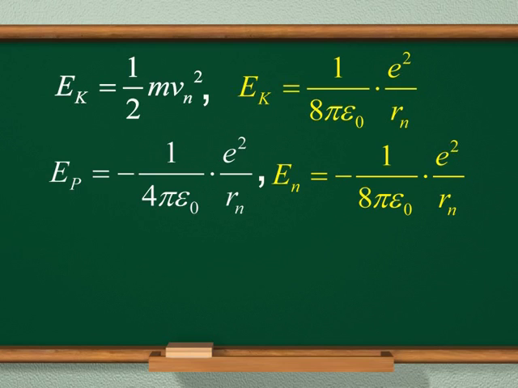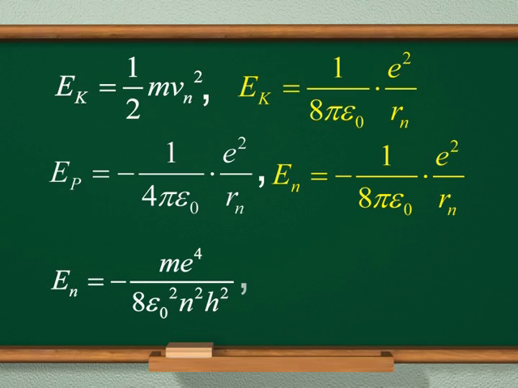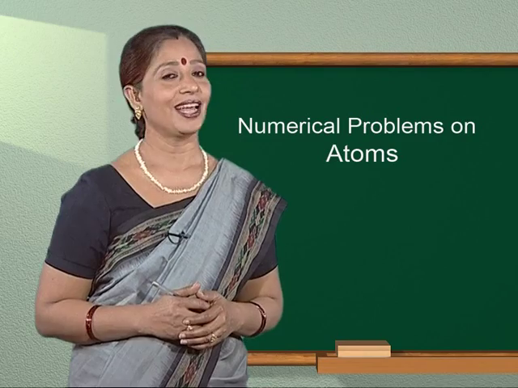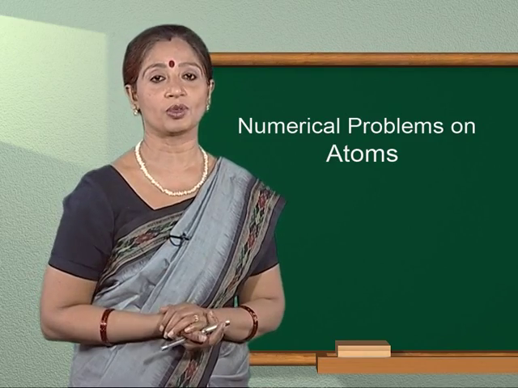On substituting the value for Rn, the equation for energy becomes En equal to minus m e to the power 4 upon 8 epsilon naught square n square h square. In general, we can write the value of total energy of nth orbit of hydrogen atom as minus 13.6 divided by n square electron volt. Let us now try some problems on Bohr's model.